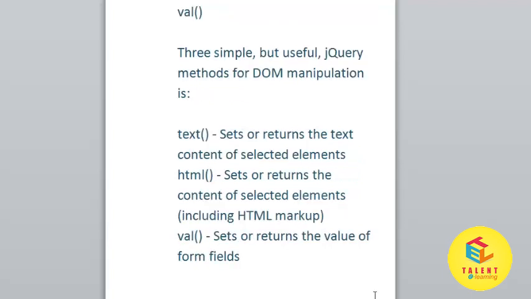Get content. Here, these are the three simple methods: text, HTML, and val. The text method is used to set or return the text content of selected elements. HTML is used to set or return the content of selected elements, including HTML markup, and val is used to set or return the value of form fields.